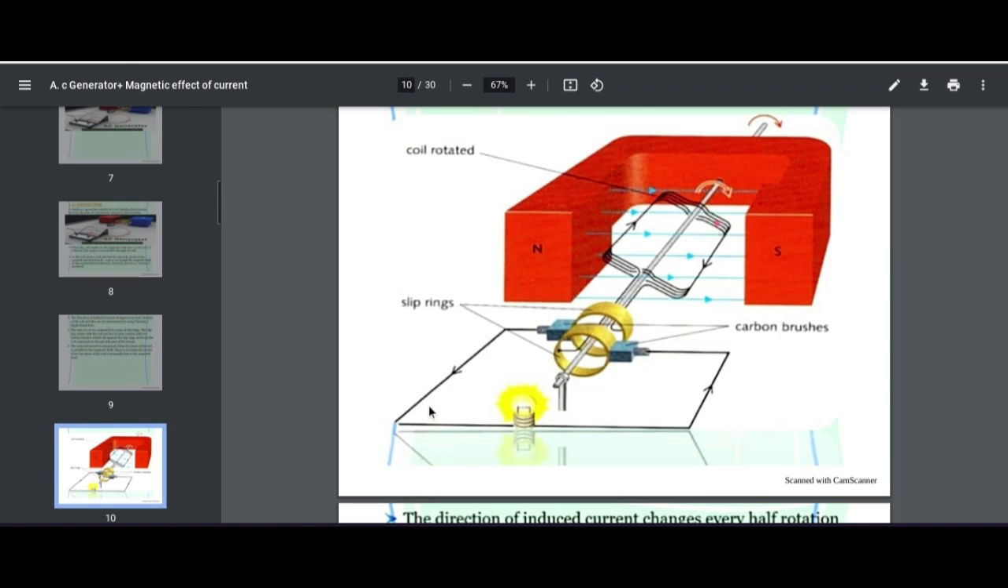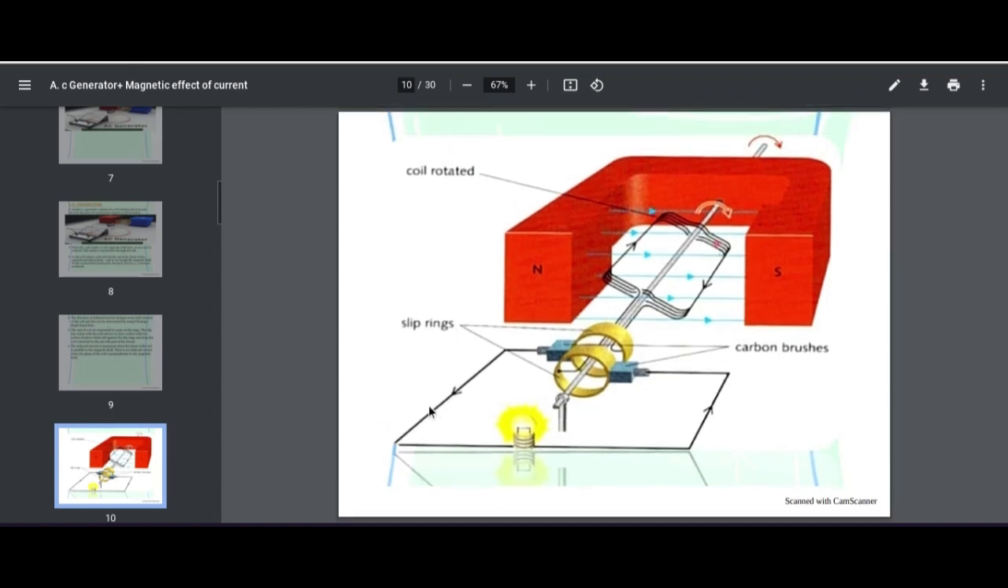Look, this is a very good structure of an AC generator. The slip rings are inside the magnetic field. That magnetic field is going parallel, then perpendicular. Now we have the carbon brushes, and these are the slip rings. Okay, these are the carbon brushes, and the golden ones are the slip rings.